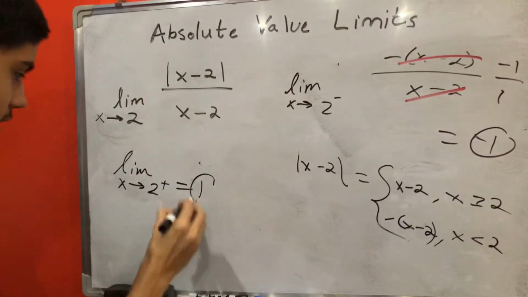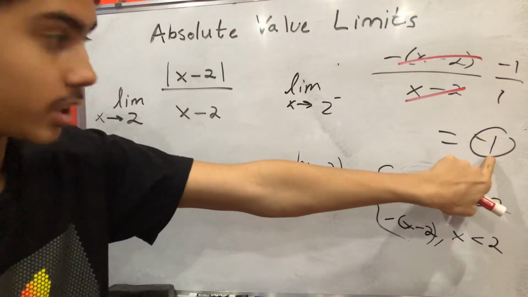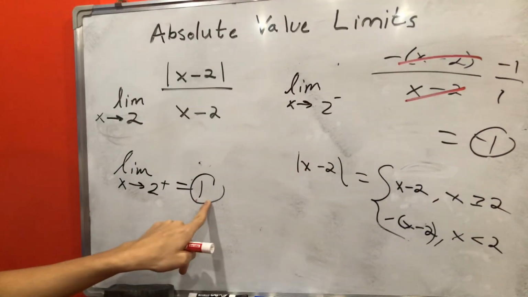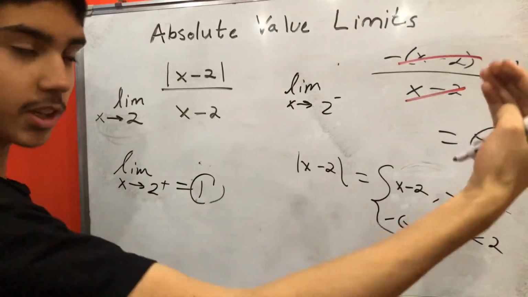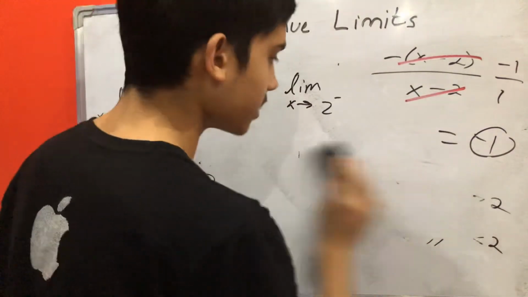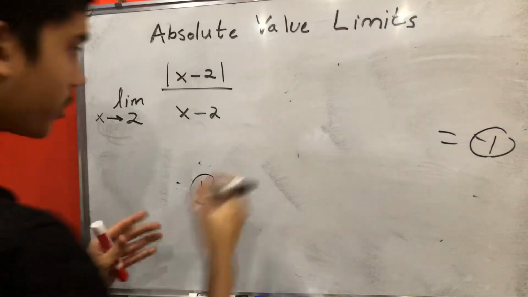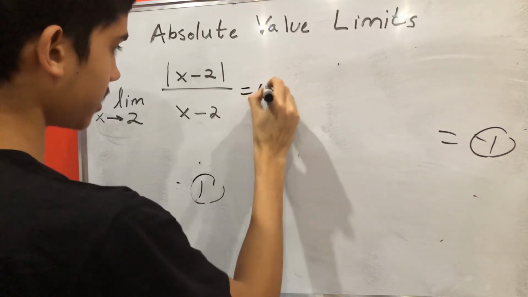So you tell me, do the two limits match from the left and the right? Nope. We got -1 here and we got a 1 here. So what happens when the left limit and the right limit don't match? The limit does not exist. Just so that we fully understand this, what we would write is DNE, does not exist.